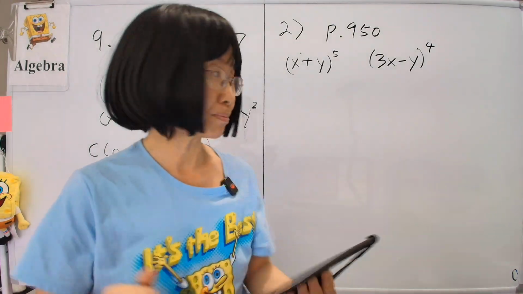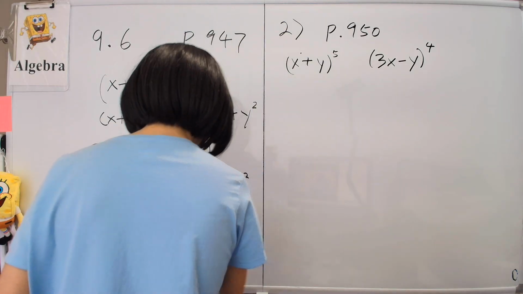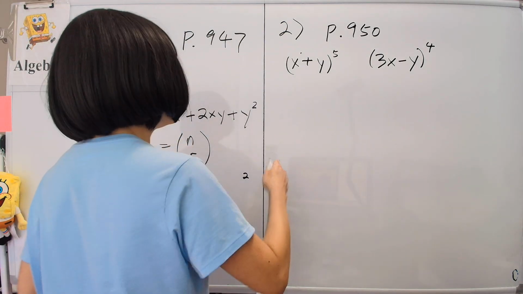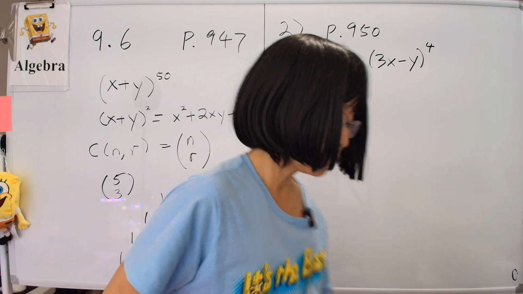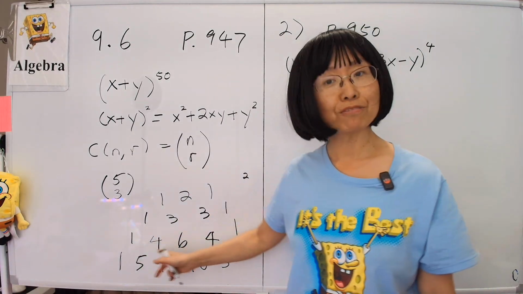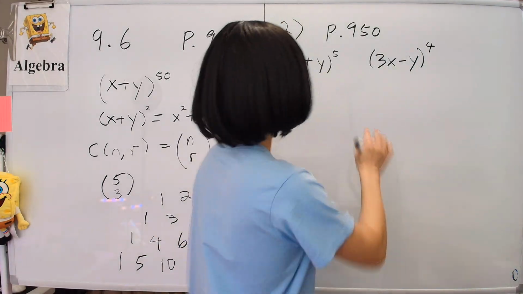(3x - y) to the power of 4. Okay, so that is more interesting. To the power of 4, we are going to follow this formula right here, 1, 4, 6, 4, 1. Okay, and then let's do that.